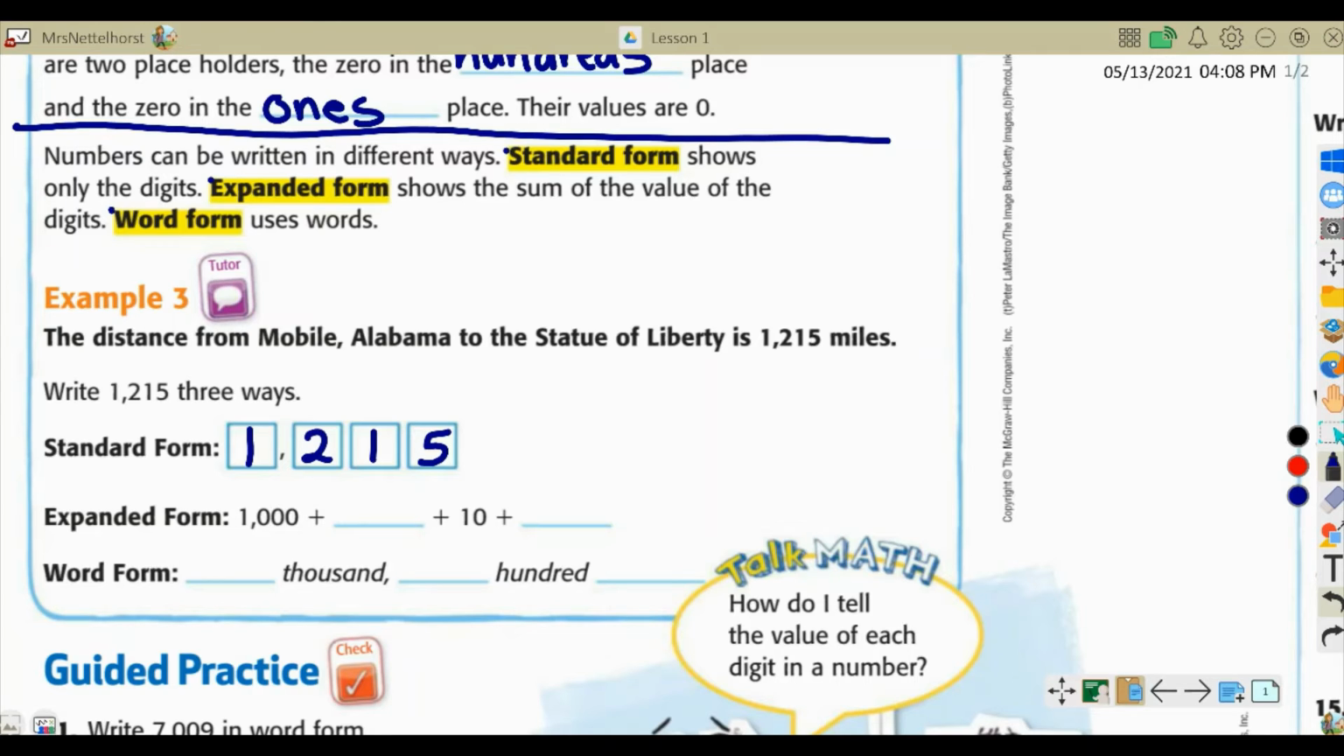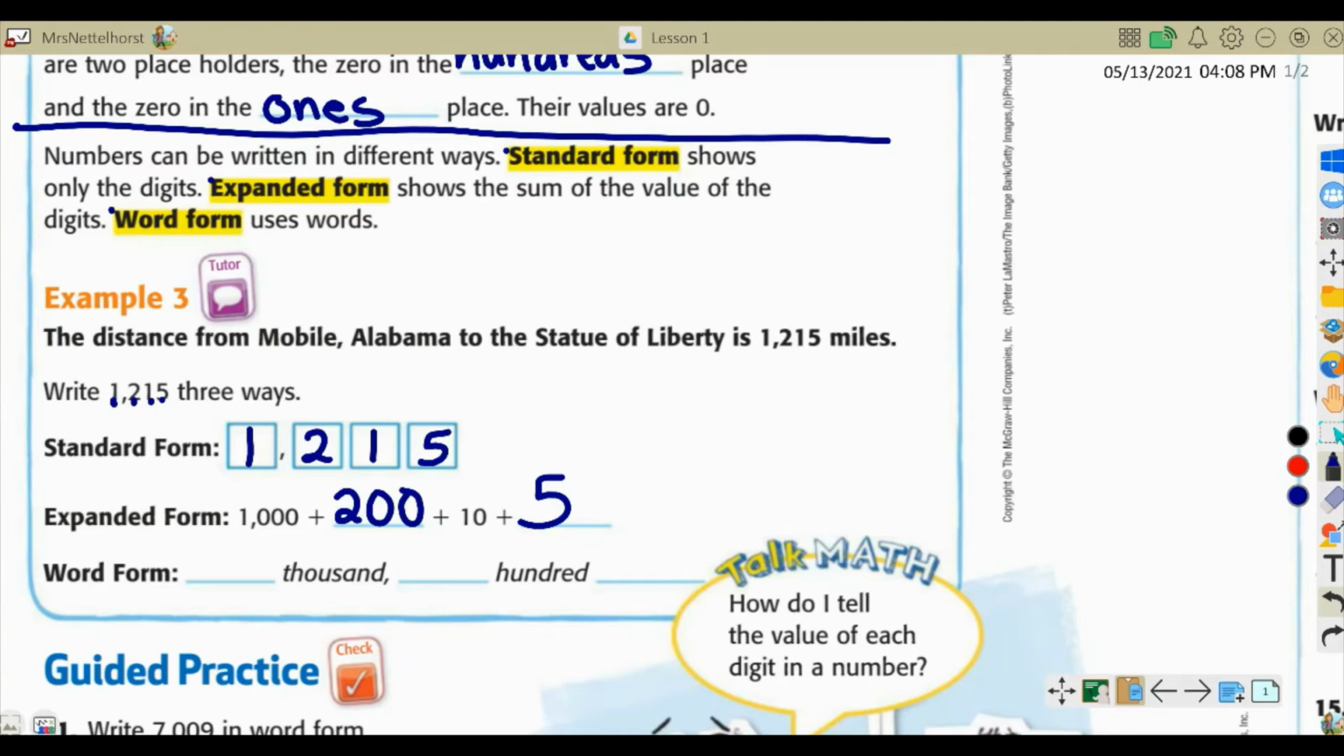Expanded form, we want to look at the value of each digit in the place that it's in. So the 1 is in the thousands place, 1,000, plus 2 is in the hundreds place, so 2 hundreds, 100, 200. The value is 200, plus 1 in the tens place is 10. Then we have 5 ones, 1, 2, 3, 4, 5.